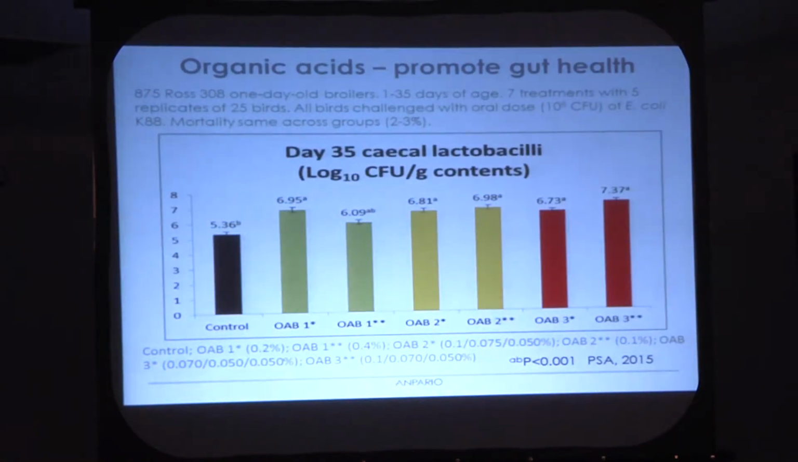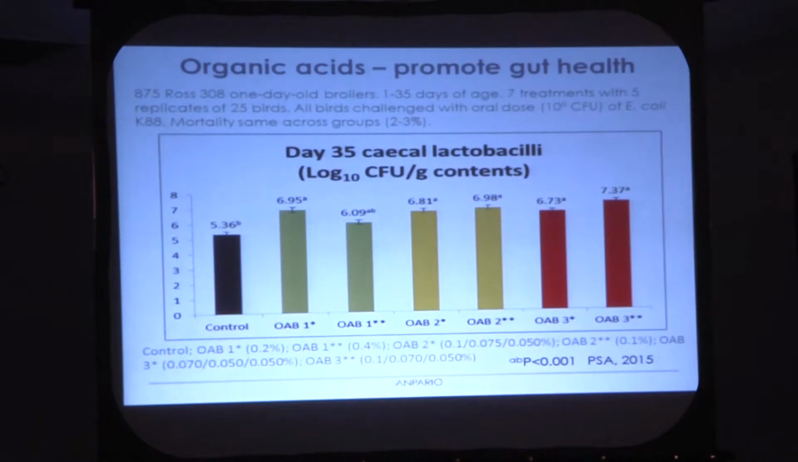If we look now at lactobacilli, again using PCR with primers directed against lactobacilli, we can see that in all cases, the organic acid products improved cecal lactobacilli, except for organic acid product 1 at the inclusion of 0.4%. This was intermediate to the control and the other groups. What this effectively demonstrates is the ability to use organic acids or organic acid products and affect the distal gastrointestinal tract in terms of microbial numbers. We're able to shift the E. coli down in this challenge, and we're able to promote lactobacilli.